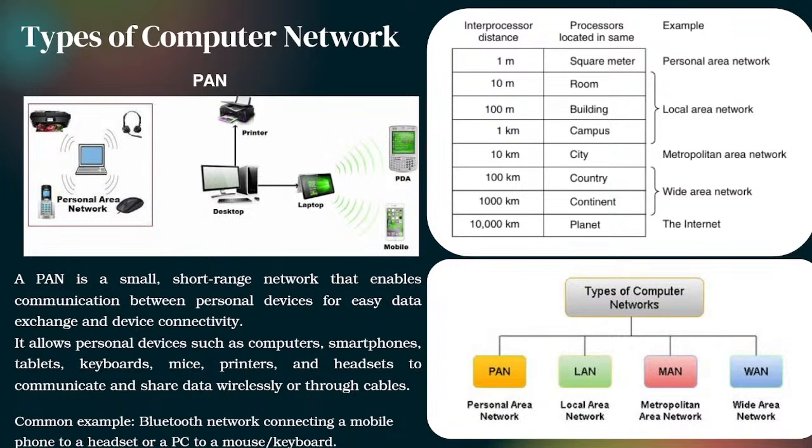So a PAN is a small short range network that enables communication between personal devices for easy data exchange and device connectivity. Or else, in short, you can write: a small network designed for personal devices like smartphone, tablet, and laptop within a small area like a room or a desk.